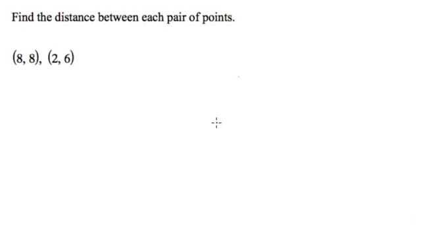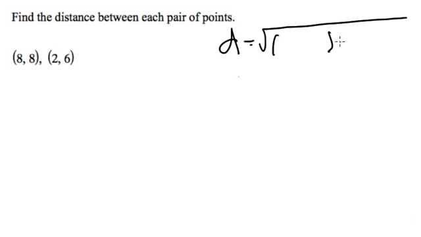This problem is asking me to find the distance between the pair of points. And so to do that, I'm going to use my distance formula. My distance formula is the square root of the difference between my x's plus the difference between my y's squared. So let's put that in color so it's easy to see. So we're going to take x2 minus x1 and y2 minus y1. There's my formula. And so now let's plug those in.